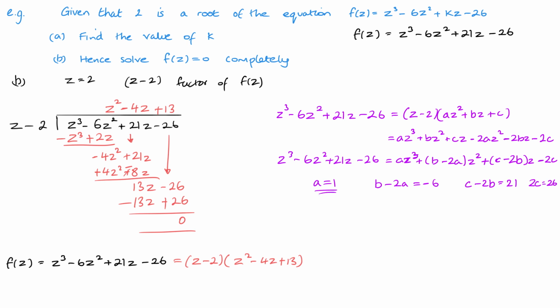So we know a is 1. So we get b minus 2 equals minus 6. So b is equal to minus 4. So c, this is going to become plus 8 equals 21. So c equals 13 there, or we could get c from this one. So obviously we only need it once there, so either of those.